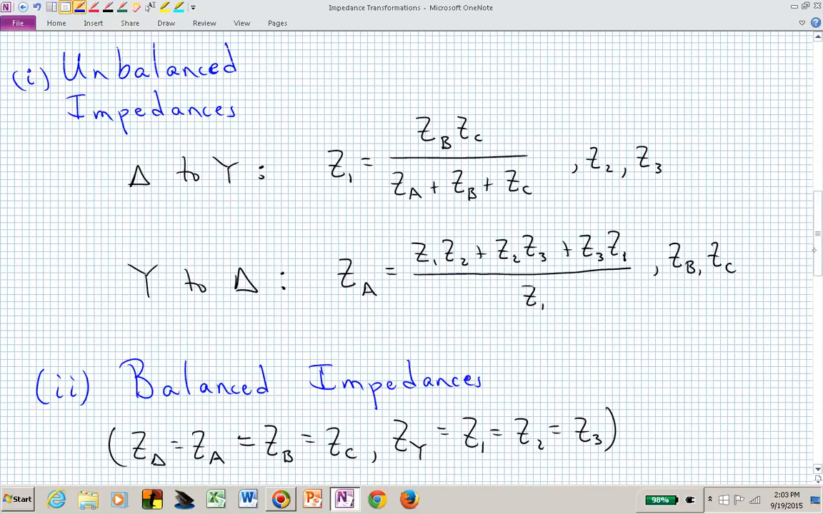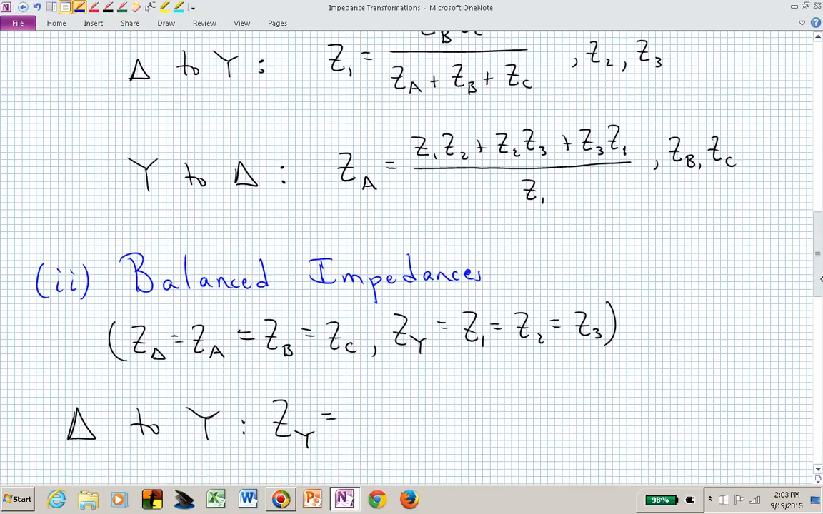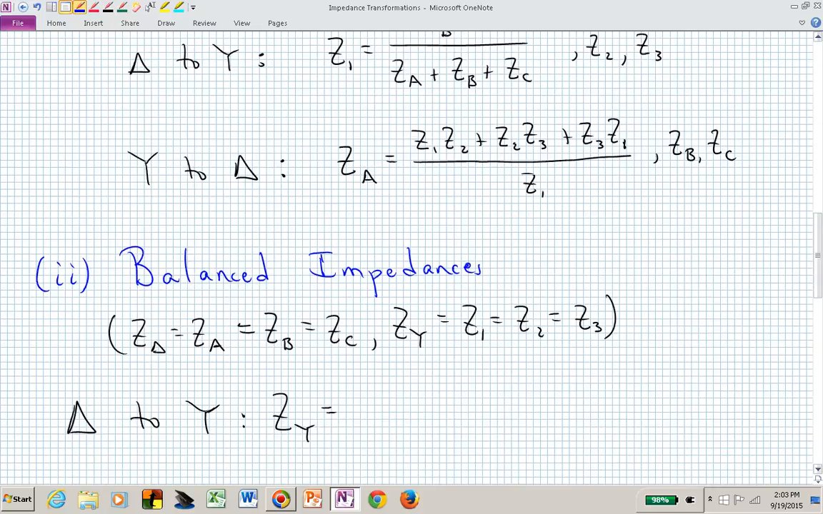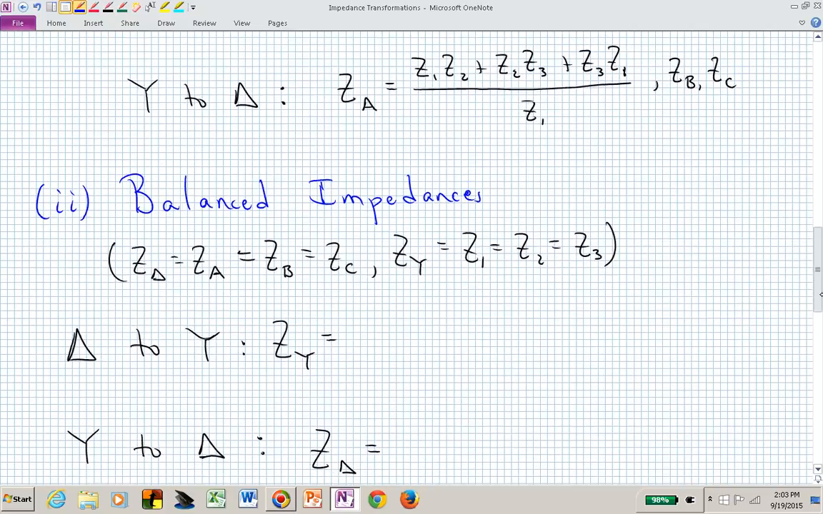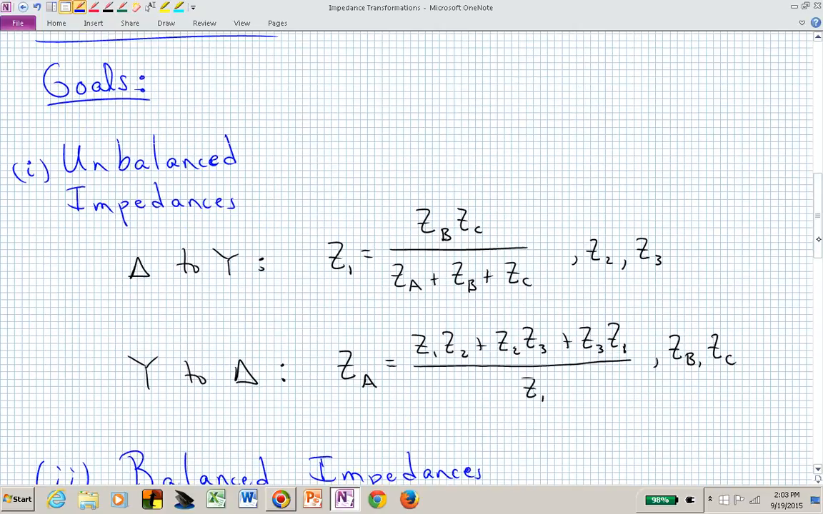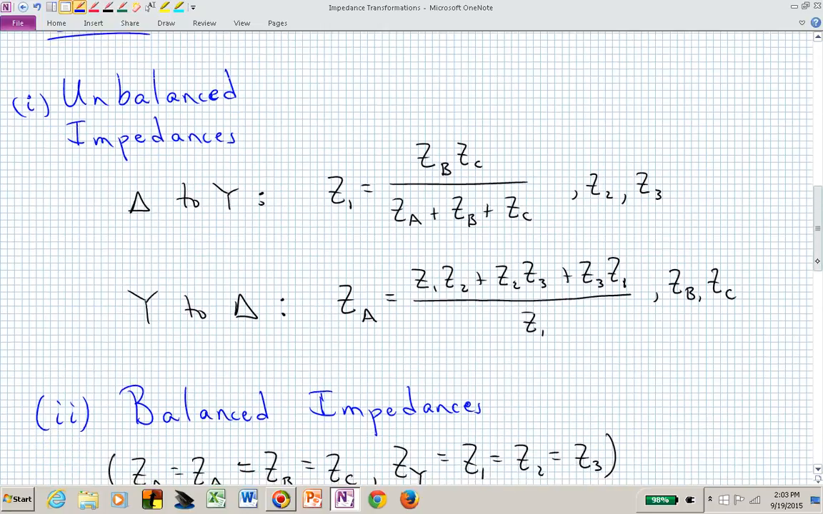If we looked at the case where the 1, 2, and 3 and the A, B, C are all equal, if we label the impedances in the delta configuration as Z sub delta and we label the impedances that are in the Y configuration as Z sub Y, then these two formulas above, which you would really have six formulas, but three are for the delta to Y and three are for the Y to delta, they all end up giving you the same expression.